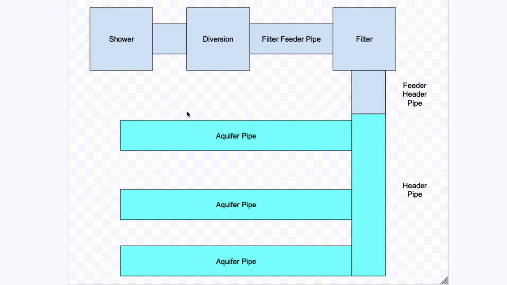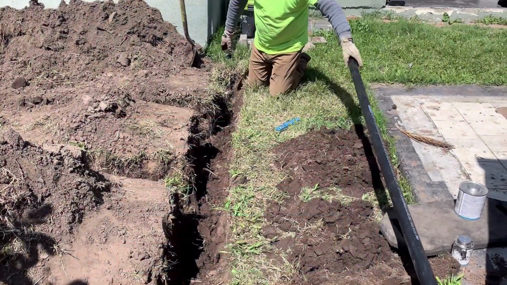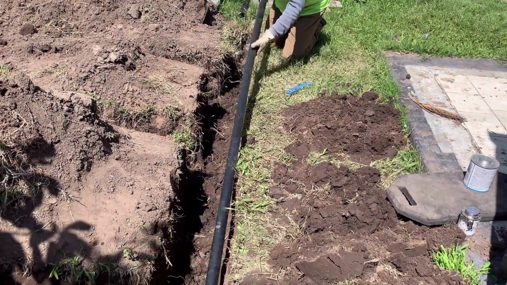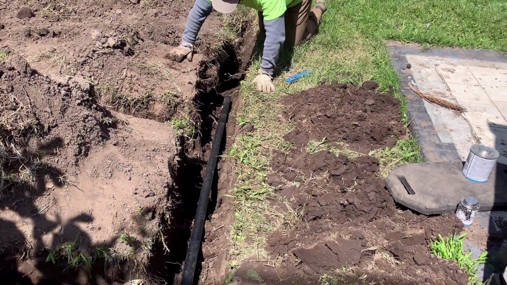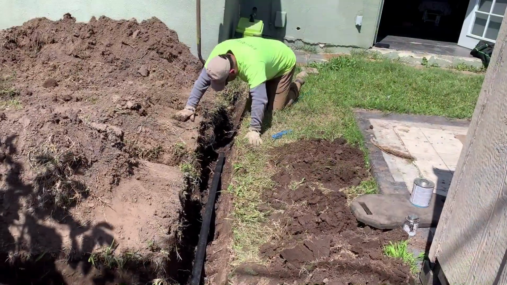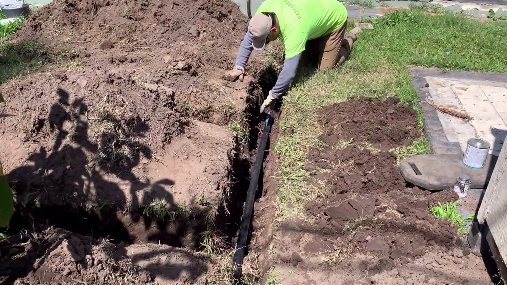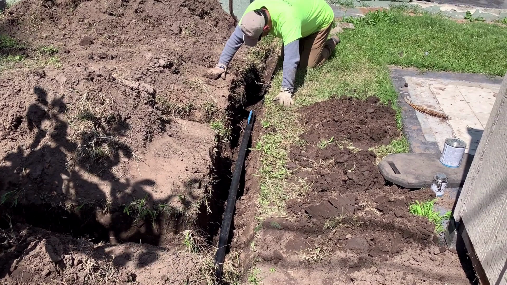Now, the reason why it's completely level once it hits the trenches is because it needs to have an equal distribution of water throughout the whole system. Now, this next thing I'm going to tell you is very important. The first thing you want to do is lay the header pipe in its trench without gluing it, without doing anything, and just level it. Get it level, get it straight.